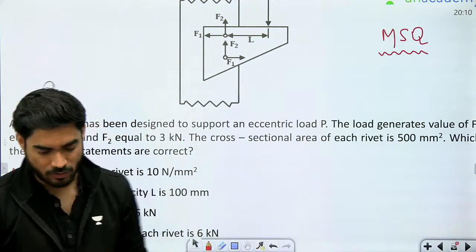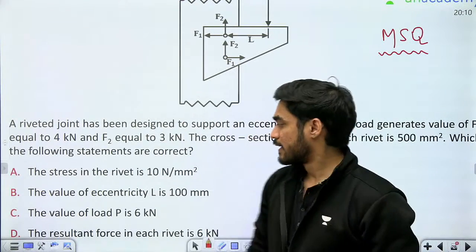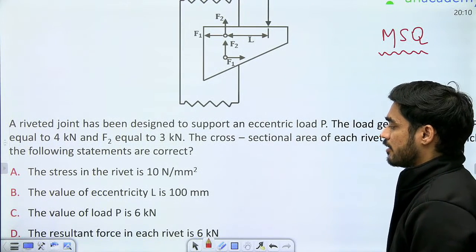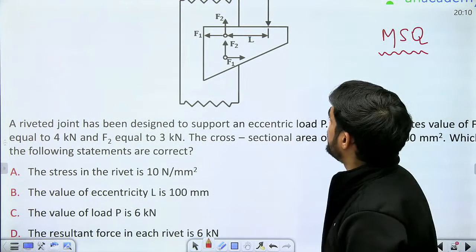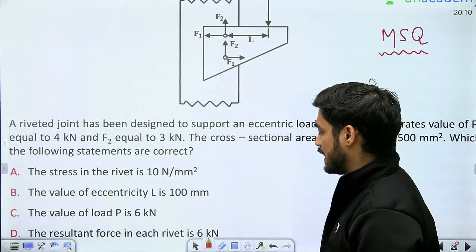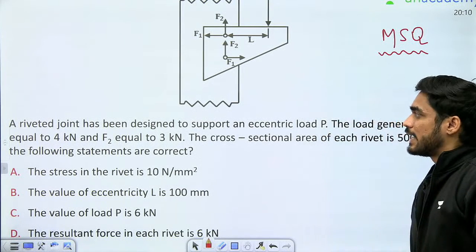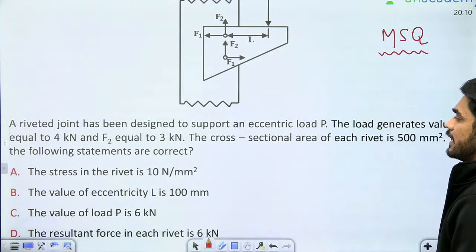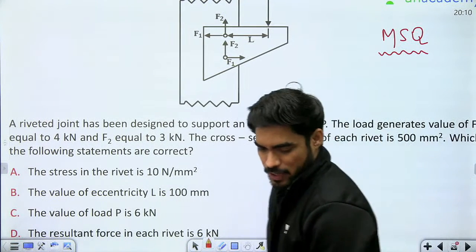So beta, understand what is given. The first statement is the stress in the rivet is 10 Newton per mm square. Value of eccentricity is 100 mm. Value of load is 6 kilonewton and resultant force is 6 kilonewton. F1 is 4 kilonewton and F2 is 3 kilonewton. So you have to tell which of these is correct.